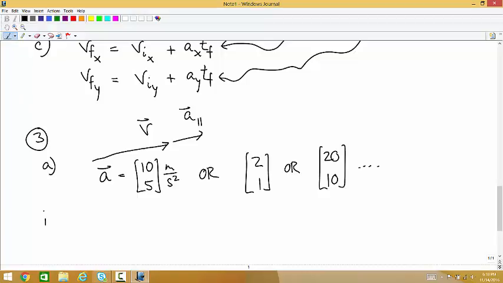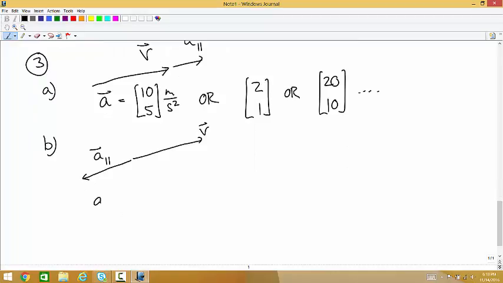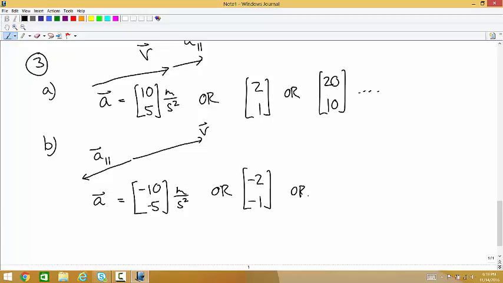And then if it's slowing down, it's the opposite thing. You have a velocity like this. You have to have a parallel part of the acceleration this way and no perpendicular part. So the acceleration is negative 10, 5. Negative 10, negative 5. Or negative 2, negative 1. Okay?